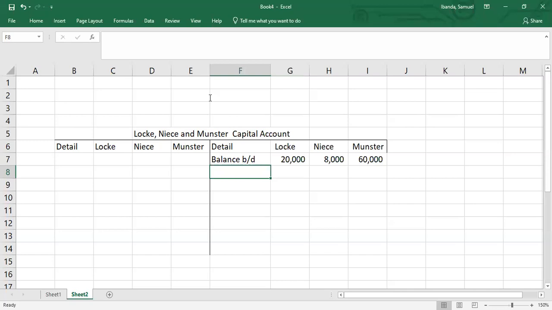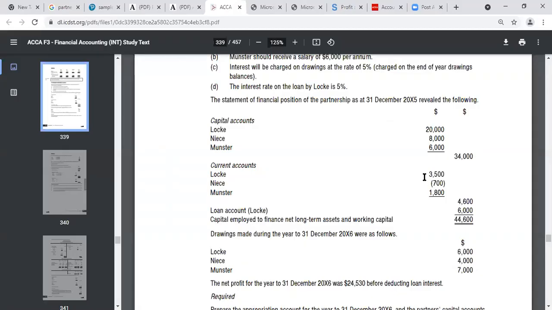Then I'll also pick the balances for the current account. As you can see, one person has a current account that is negative. That is possible, okay? It means that in terms of the operations, they actually had more things that we are deducting from their current account than what they were benefiting from, as we shall see. So we have 3,500, negative 700, and 1,800, okay?